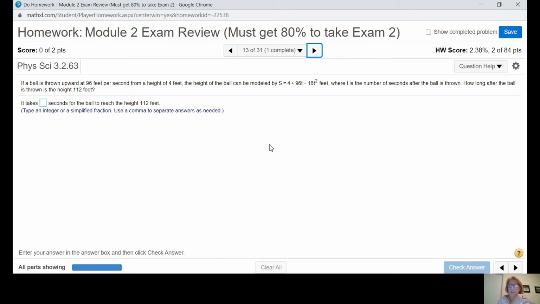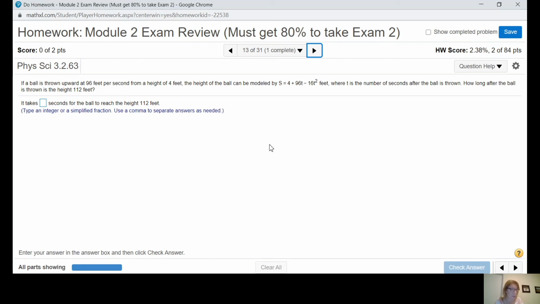So then they ask us this question: how long after the ball is thrown is the height 112 feet? Now they don't tell us how to solve this, so I'm actually maybe going to bore you and show you more than one way here, but I'm going to write down my function on my paper. I'm going to show you a graphing way first, and then I'm also going to show you a way you could calculate it even more precisely by hand.